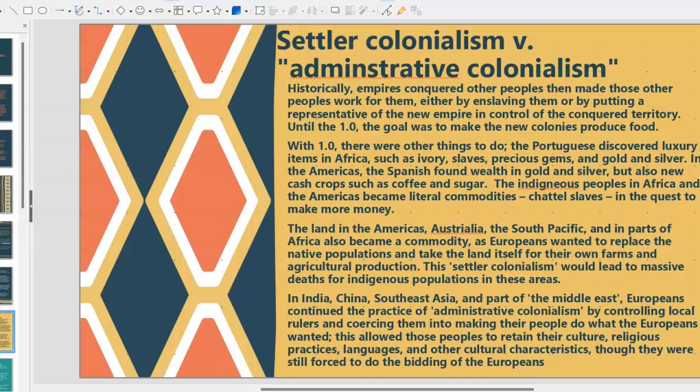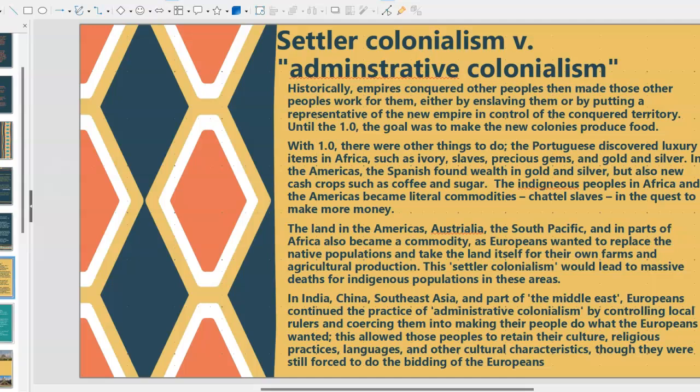They're trying to make money. So having them in place means that they are better able to tell their people what to do. This allowed those peoples to retain their culture, religious practices, language, and other cultural characteristics, though they were still forced to do the bidding of the Europeans. And they're still going to be forced indirectly into submission because the British later, towards the end of the 1800s, are going to go in here and they're going to start talking about how their society is so much better.